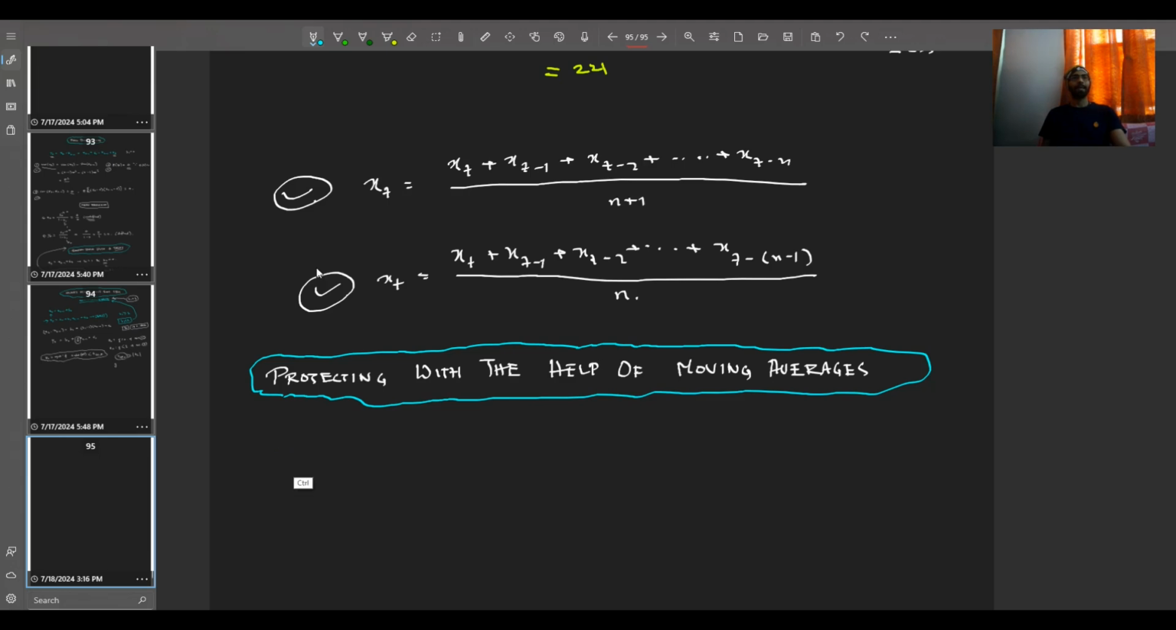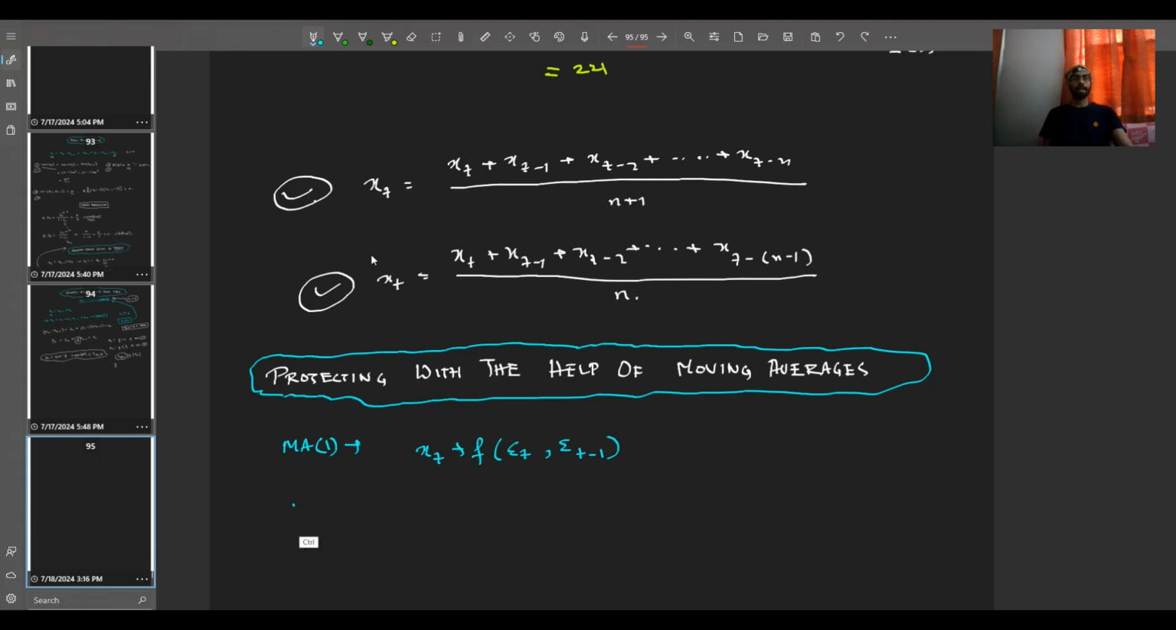Let's say we are looking at a first order moving average, MA1. So what do we mean by first order moving average? First order moving average means xt is a function of a random variable at time t and a random variable at time t minus 1. That's it. Nothing else.